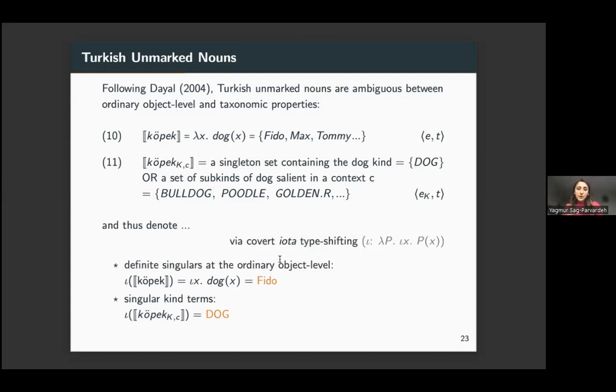And remember I mentioned iota type shifting at the beginning and told you to consider it as a covert definite article in Turkish for now. Through this covert definite article, we can give our bare nouns a definite interpretation. In the object level denotation, we could refer to a unique dog individual like Fido. Or alternatively, when we say köpek, we can be talking about the unique dog kind. So these are definite individuals, both at the object level and the kind level denotations.